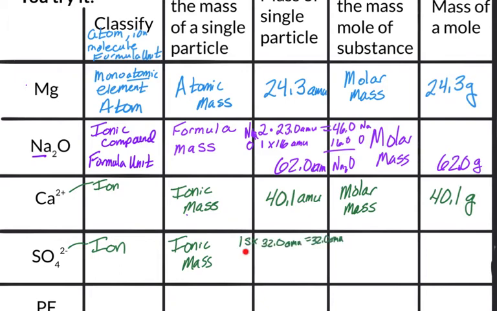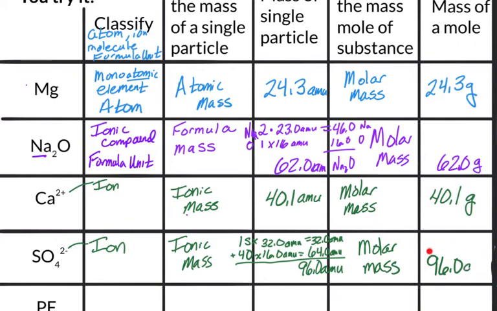So we have one sulfur, which weighs 32 AMU. We have 4 oxygens, which is 4 times 16, or 64 AMU. We total those up, and we find that we have 96 AMU for the mass of one sulfate ion. Next, we want to find the name of the mass of a mole of this substance, and again, that will be molar mass, because it doesn't matter what type of particle I have, it's always going to be molar mass. And finally, the last one is the mass of that mole. We saw that the total was 96 AMU for one particle of sulfate ion. That means this will be 96 grams for 1 mole of sulfate ions.